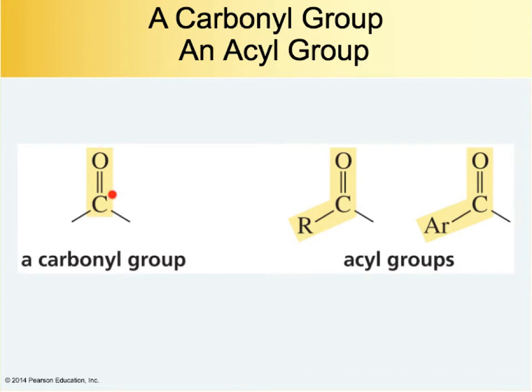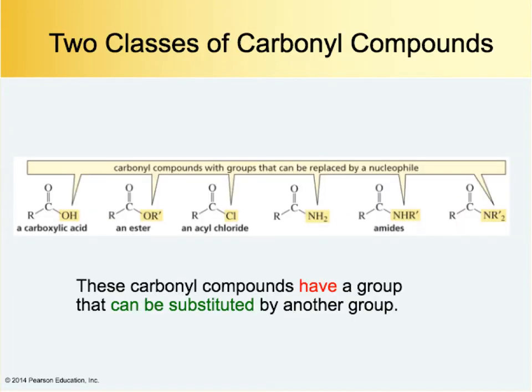C double bond O is called the carbonyl group. There's many different types of carbonyl groups. An acyl group is a carbonyl with an R group, which would be a carbon group. This is an acyl group. So generally speaking, we're talking about carbonyls. That's a C double bond O. And a particular type of carbonyl is an acyl. Again, breaking these down, these classes of carbonyls, this is in your class notes.